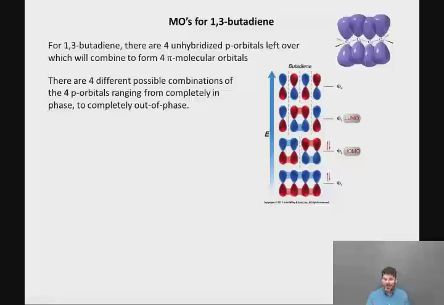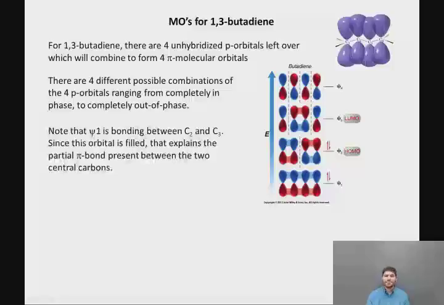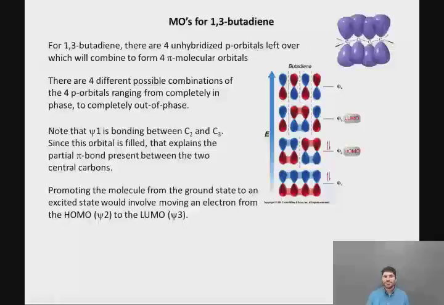In this case, the lowest energy molecular orbital, psi1, has 0 nodes. The second one, psi2, has 1 node between the 2 central atoms. Psi3 has 2 nodes, and psi4 has 3 nodes. Notice that psi1 is bonding between C2 and C3, and since this orbital is filled, that actually explains the partial pi bond between the 2 central carbons.